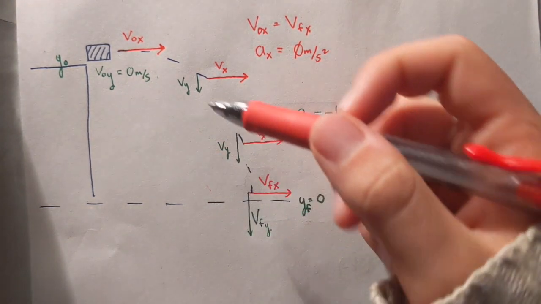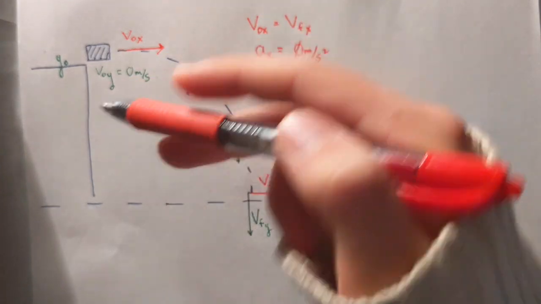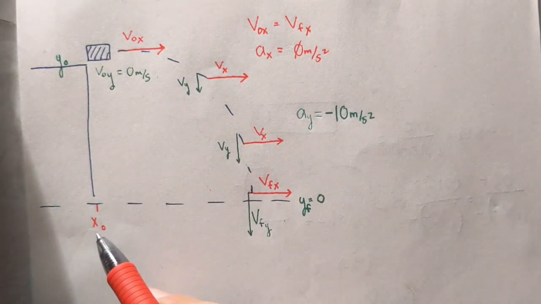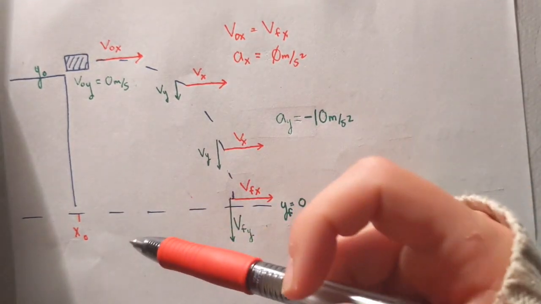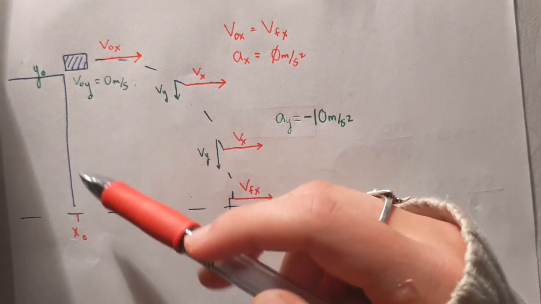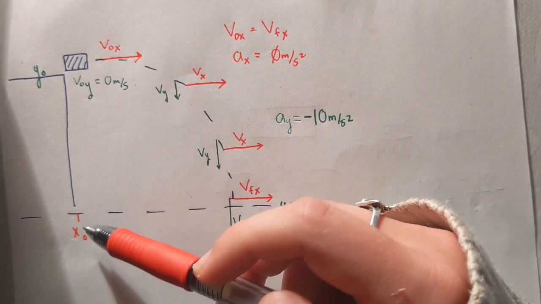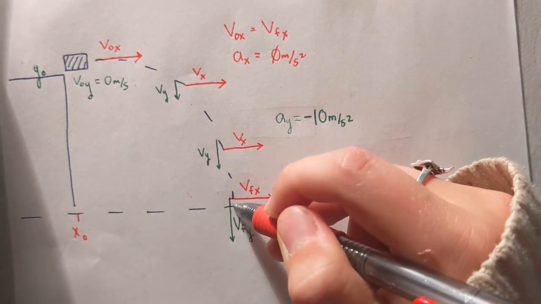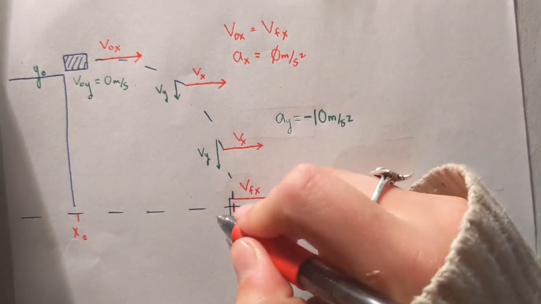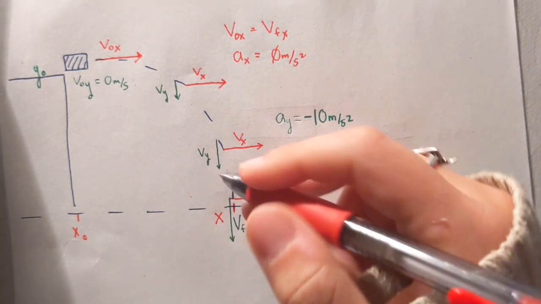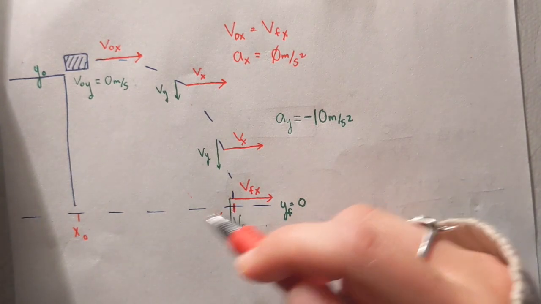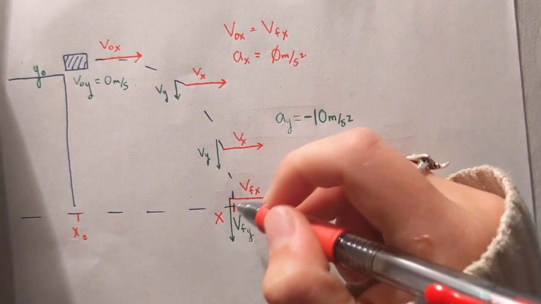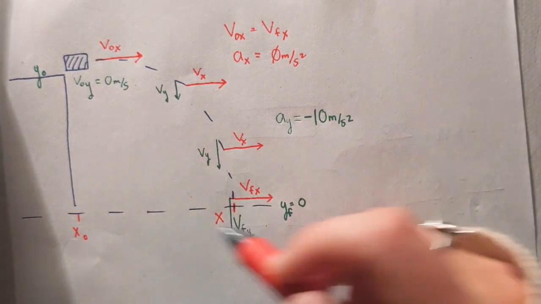And for x stuff, the object starts at a certain x position, so x0, it's the starting horizontal position. So for horizontal stuff, the object starts with some initial horizontal position x0. And then as the object flies through the air, it ends at some position, let's call it x. So x is the horizontal distance that the object covers when it flies through the air. X is where the object hits the ground. So it starts at x0, ends at position x horizontally.